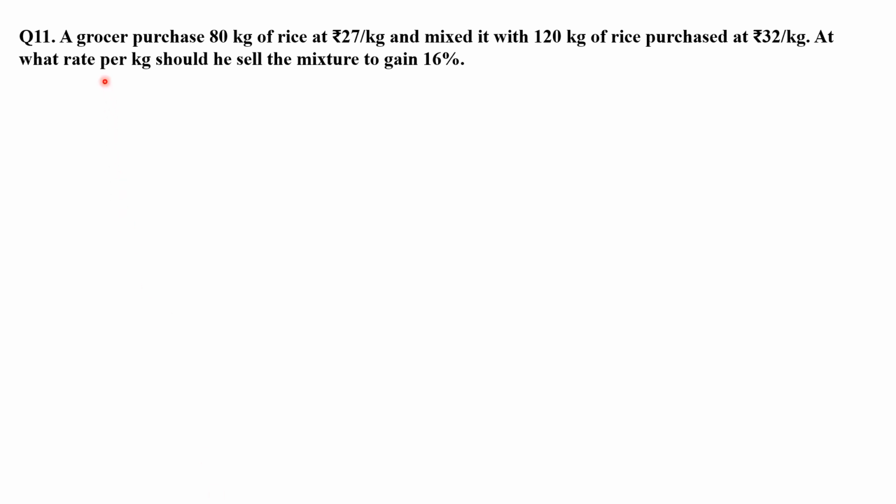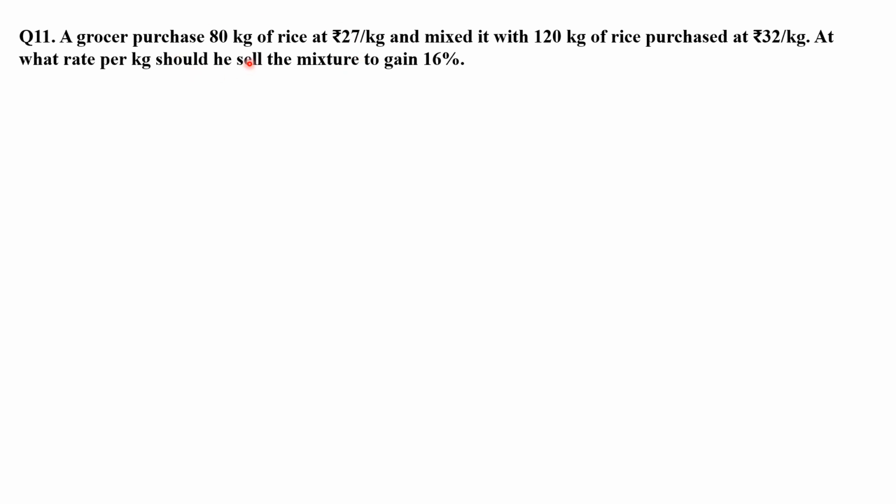Question number 11. A grocer purchased 80 kg of rice at 27 rupees per kg and mixed it with 120 kg of rice purchased at 32 rupees per kg. At what rate per kg should he sell the mixture to gain 16%?